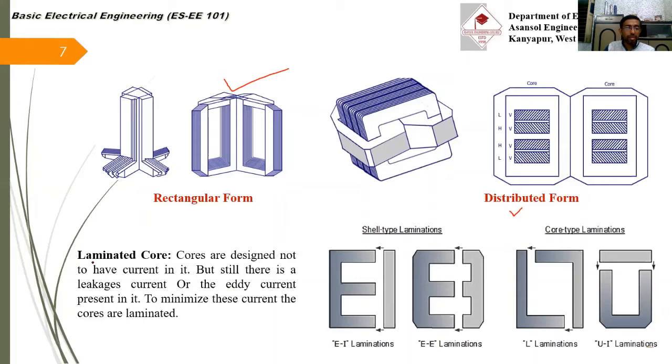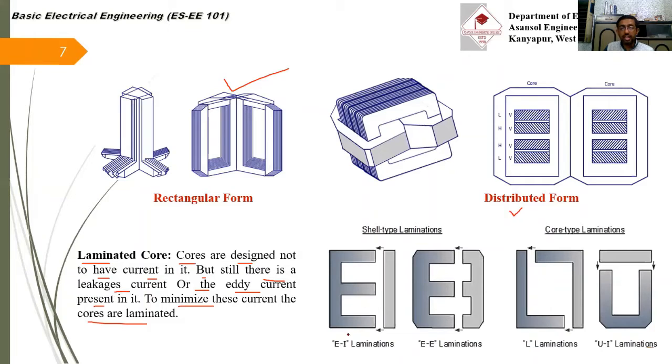Now, what is the laminated core? Cores are designed not to have current in them, but still there is a leakage current, called eddy current, present in it. To minimize this eddy current, the cores are laminated, because the square of the current is directly proportional to the loss, right? So to reduce the eddy current loss, the laminated core is used.